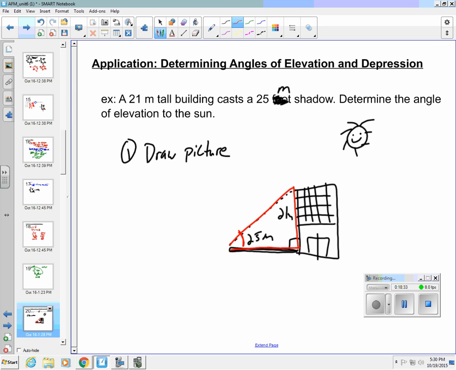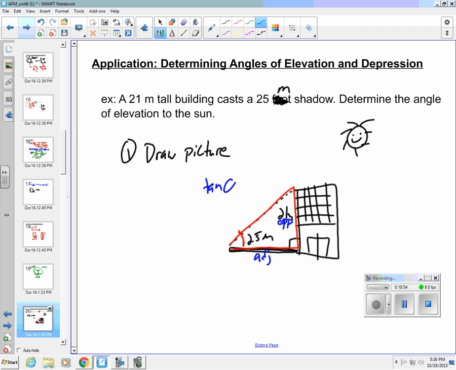So this angle here between the line of sight and the shadow would be our angle of elevation. To find that, we have to look at which two sides are involved here. The 21, in reference to that angle, would be the opposite side. The 25 would be the adjacent side. So this is going to be the tangent ratio.